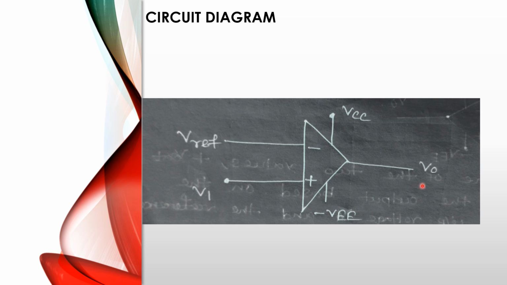So this is the circuit diagram of the non-inverting comparator where we applied the reference voltage at the inverting input terminal and the input voltage at the non-inverting terminal, and the input voltage is compared with this reference voltage. So how this works, we will talk about in the next slide. So this is the circuit diagram of the non-inverting comparator circuit.